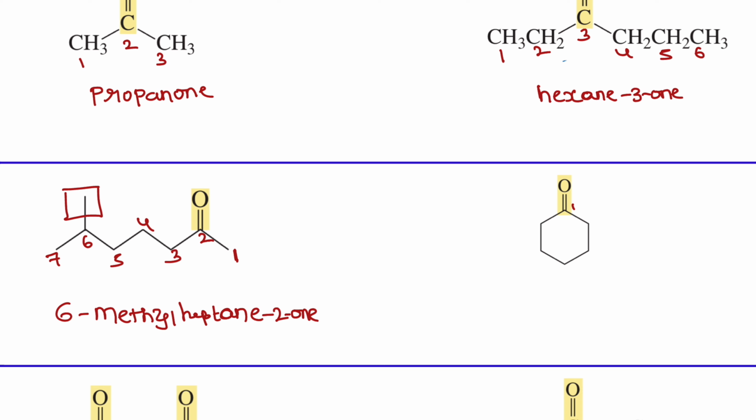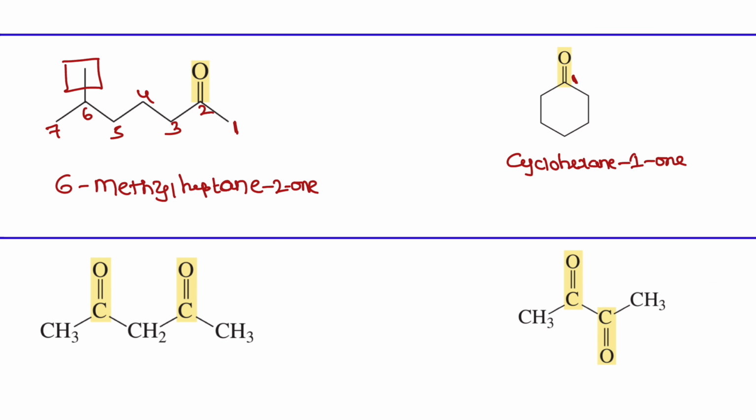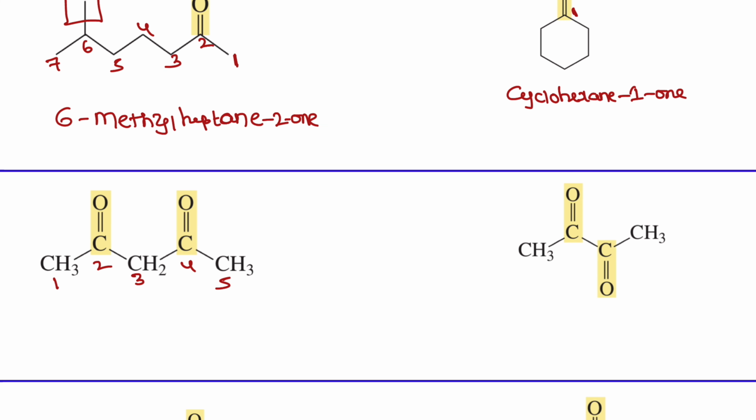So here there are no branches. This is the first carbon, cyclohexane, 1-one. You can start numbering either from left side or from right side. Ketones are receiving the same position. No prefix, pent, ane, 2, 4, dione. First carbon, second, third, fourth, even from right side you can give.